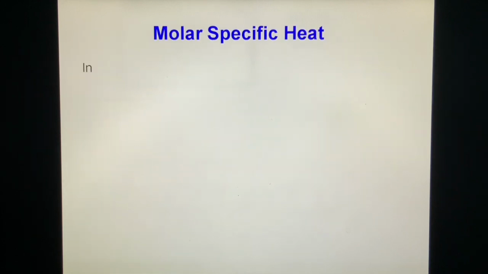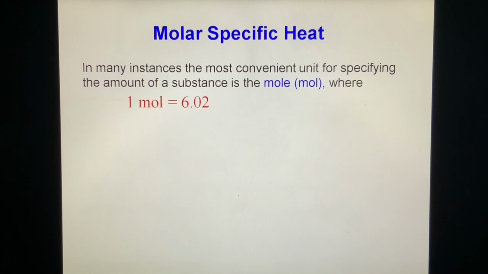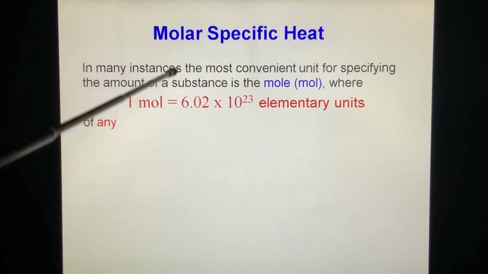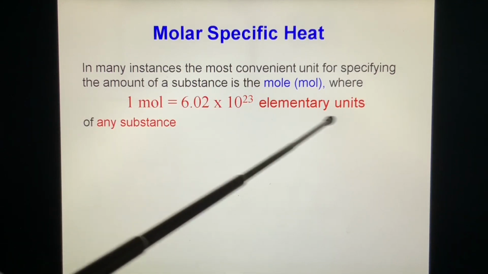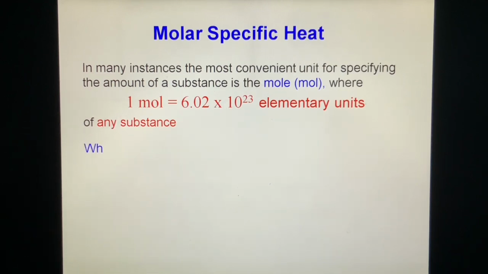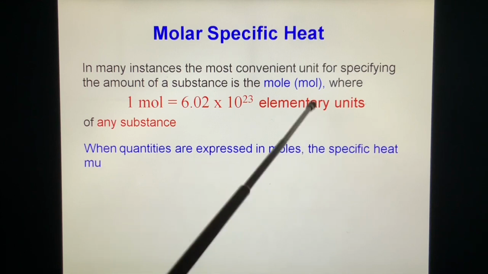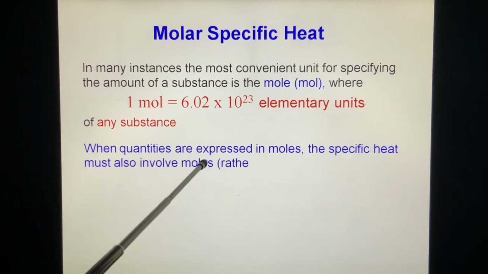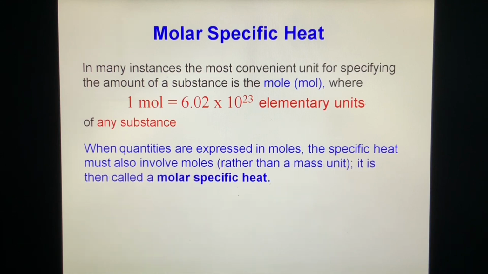Molar specific heat. In many instances, the most convenient unit for specifying the amount of a substance is the mole, where 1 mole equals 6.02 times 10 to the 23 power elementary units of any substance. When quantities are expressed in moles, the specific heat must also involve moles, rather than a mass unit. It is then called a molar specific heat.